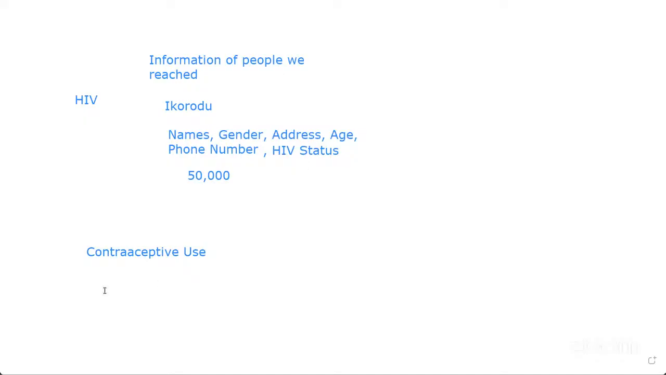Let's assume that you are now going to Ikotu. Will you carry this book? Let's assume that you are not using digital. You are using analog, book and pen. Will you use the same book to collect information about contraceptive use?